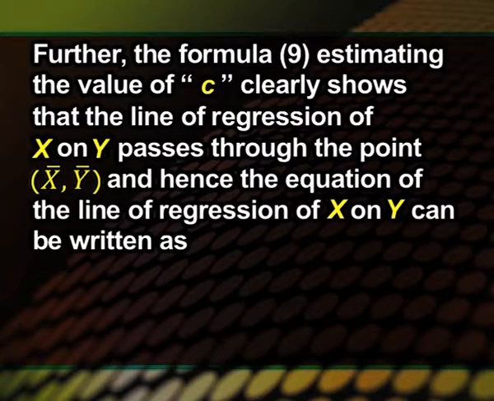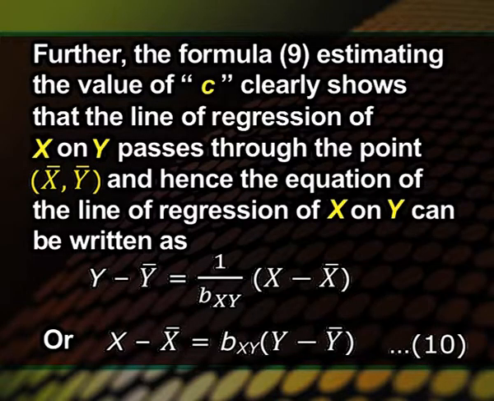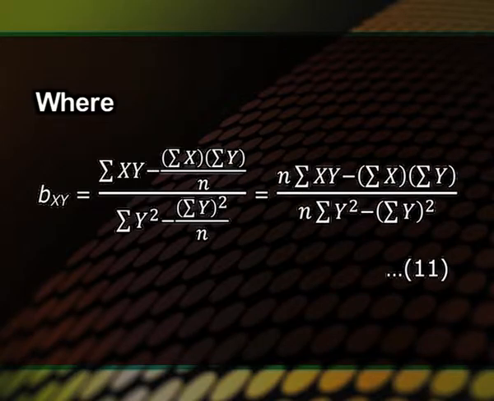Further, the formula given in equation number 9 for estimating the value of c clearly shows that the line of regression of x on y passes again through the point (x bar, y bar), and hence the equation of the line of regression of x on y can also be written as y minus y bar equals 1 upon bxy times (x minus x bar), or this can be written as x minus x bar equals bxy times (y minus y bar). Let's make this equation number 10, where bxy is equal to (sigma xy minus sigma x times sigma y divided by n) divided by (sigma y square minus (sigma y)^2 divided by n). So that is giving us (n times sigma xy minus sigma x times sigma y) divided by (n times sigma y square minus (sigma y)^2). This is equation number 11.